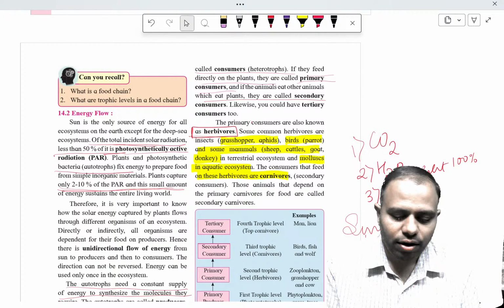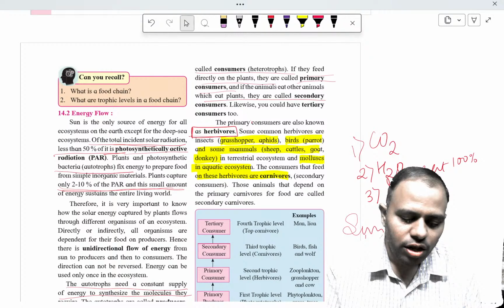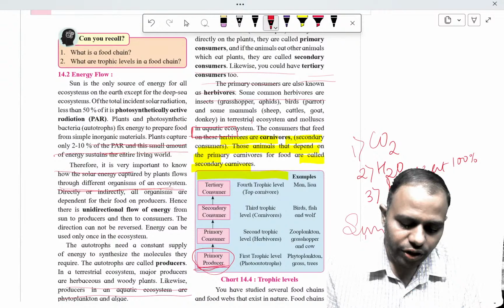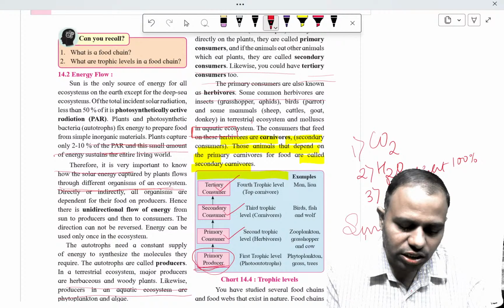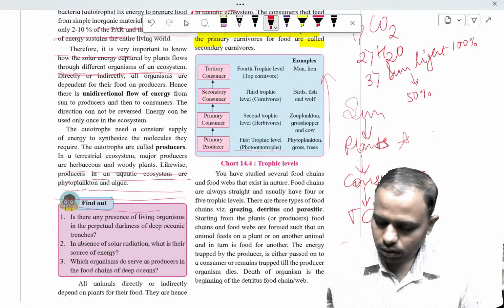So you can see that, there are lots of examples here. First, trees. Primary consumers are zoo animals, that is birds, fish, wolf, etc. Is the voice clear to all of you?